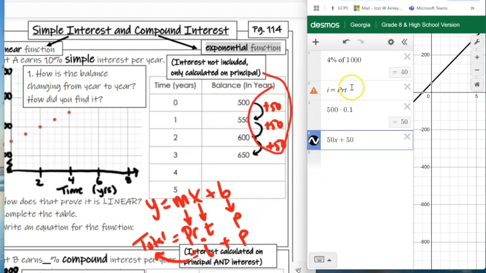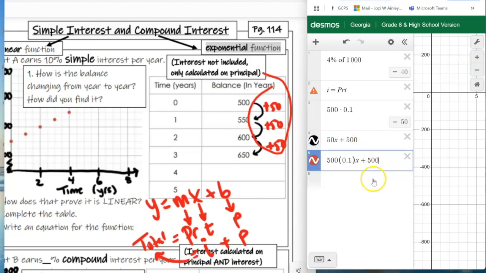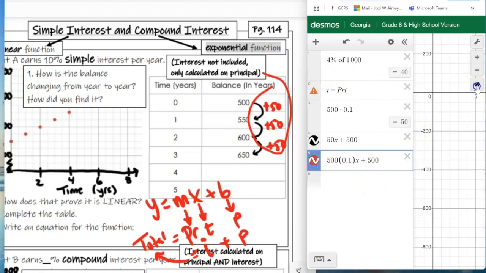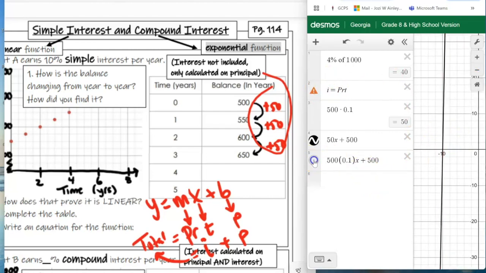And now if I'm writing it in terms of interest rate, PRT, I would write PRT, which is going to be 500 times the interest rate, which is 10% or 0.1, times T, which is X, right? Plus my original starting point, which is 500. And if you look at those two graphs, so let me press home. All right, let's unclick it. You see that they are exactly the same. So this PRT is just the real world version of y equals mx plus b.